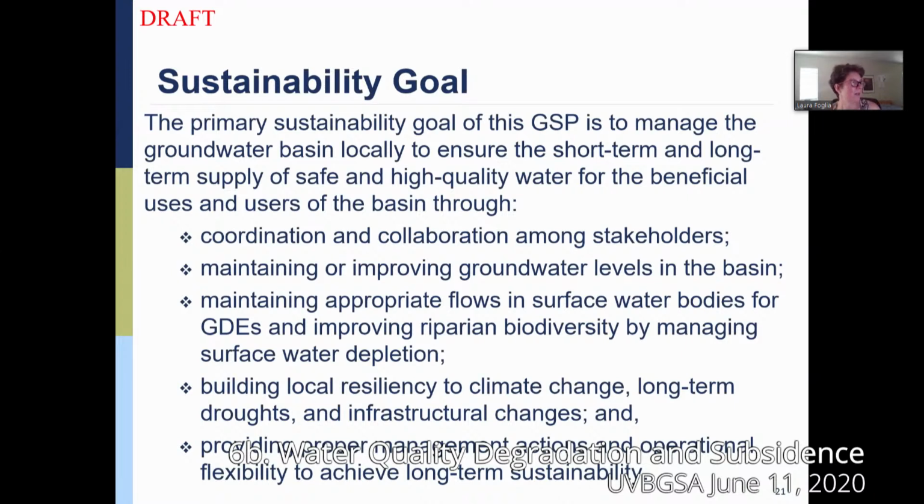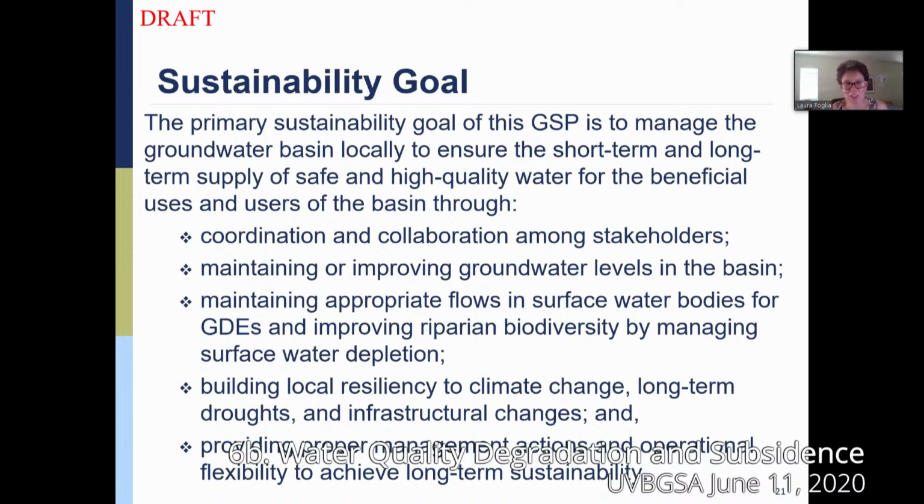And what we came up with is something like: the primary sustainability goal of this GSP is to manage the groundwater basin locally to ensure the short-term and long-term supply of safe and high-quality water for the beneficial uses and users of the basin through coordination and collaboration among stakeholders, maintaining or improving groundwater levels in the basin, maintaining appropriate flows in surface water bodies for GDEs, and improving riparian biodiversity by managing surface water depletion, building local resiliency to climate change, long-term droughts and infrastructural changes, and providing proper management action and operational flexibility to achieve long-term sustainability.